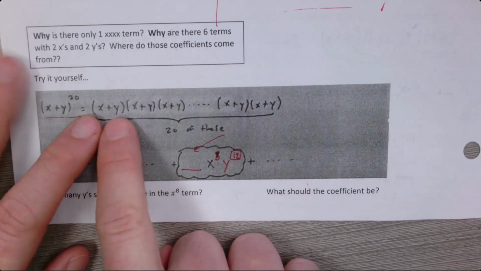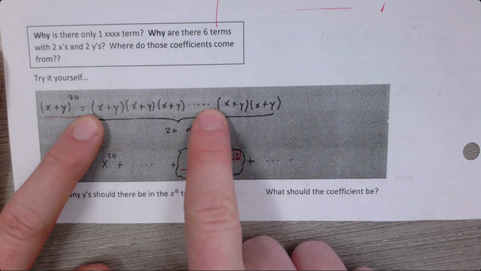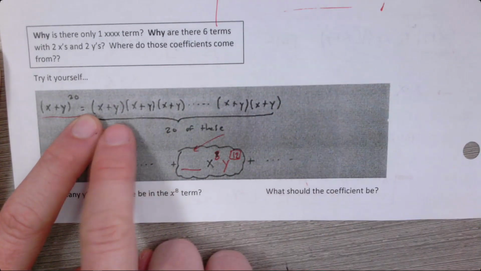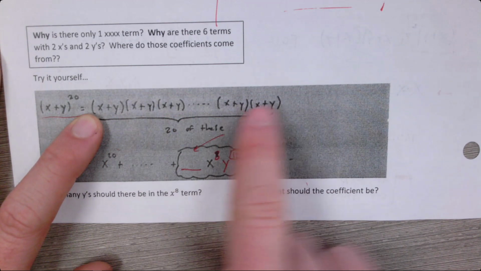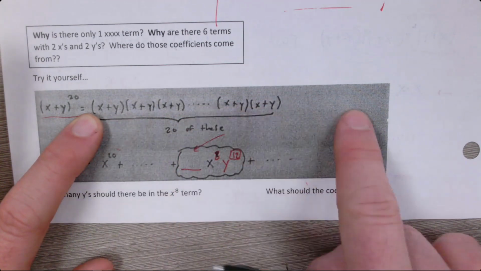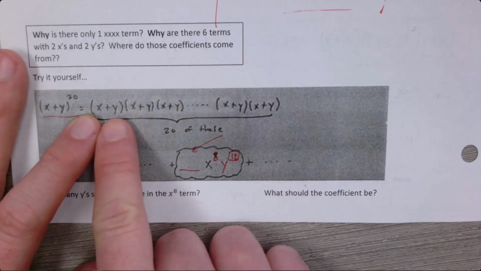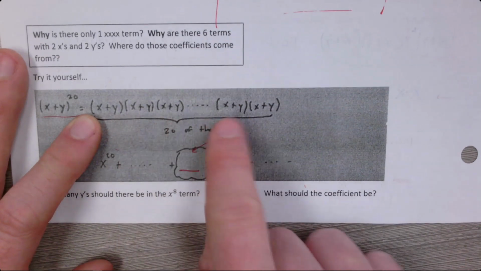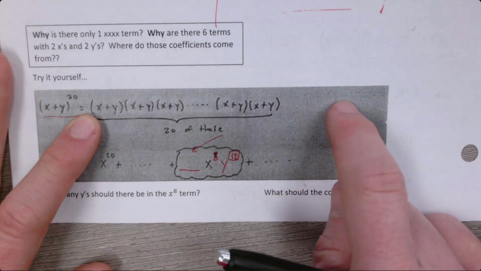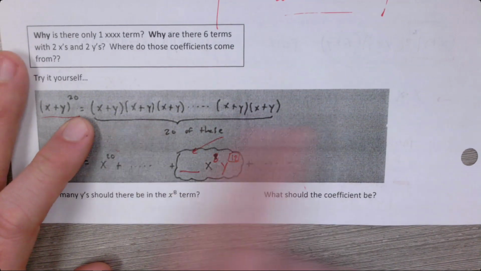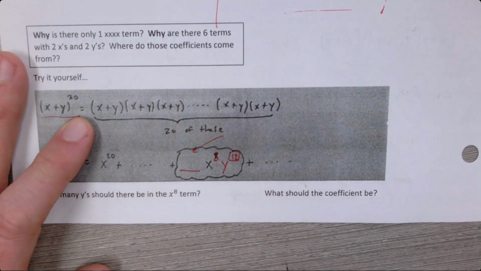Well, I could have chosen my first 8 things to be x, and then the last 12 things to be y. Or I could alternate x, y, x, y, x, y, but then I'll run out of x's, and I'll have just y's to end with. Or maybe I could have started with y, y, y, x, x, x, y, y, y, like that. So there's a lot of different orders that I could have chosen from.